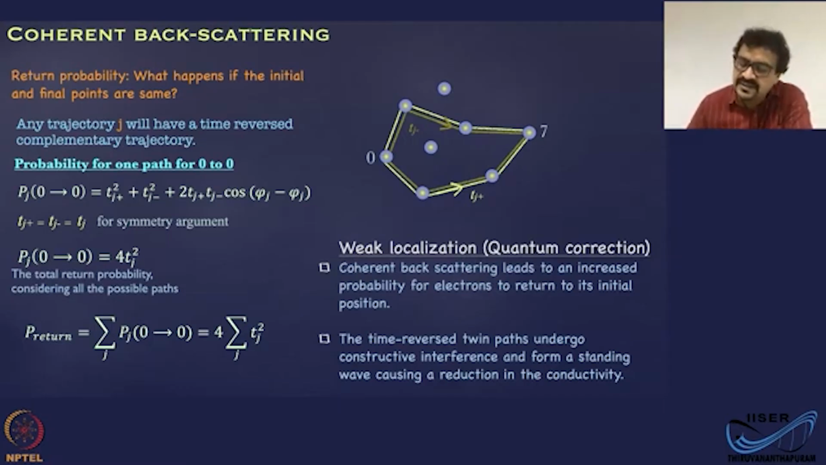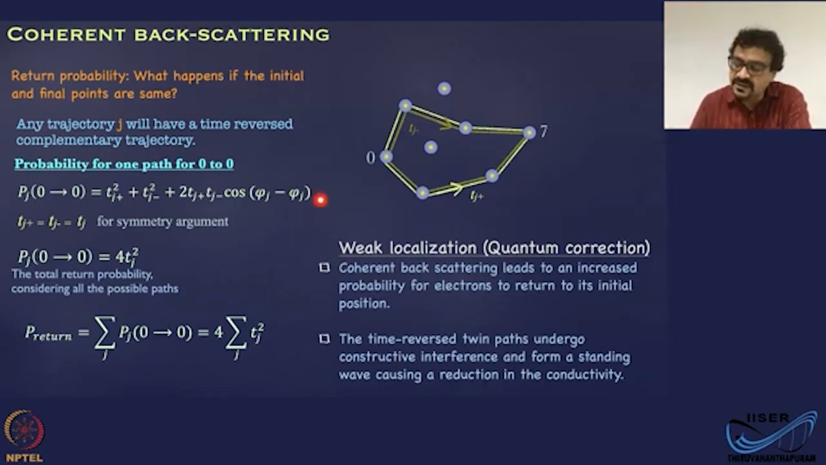So let's look at the probability for one of the paths, say the jth path. 0 to 0 means starting from 0 and reaching 0. There are two possibilities for every path: one is clockwise, one is anti-clockwise, or you can think of one as forward and one as reverse. There are two paths which connect the same set of points. That means the probability Pj is Tj plus squared and Tj minus squared, one representing the clockwise and one the anti-clockwise.